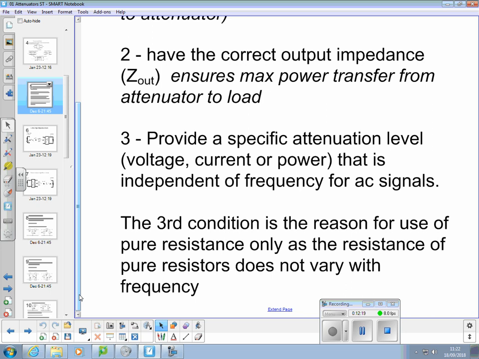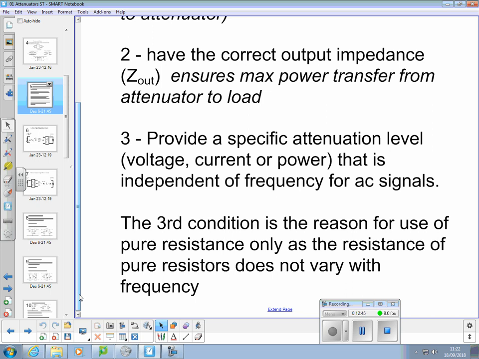okay, and this attenuation level has to be independent of frequency. So it mustn't be affected by frequency. So an attenuator will have pure resistance only. There'll only be resistors, no reactive components like inductors or capacitors in an attenuator. As soon as you add them, you've got a filter.